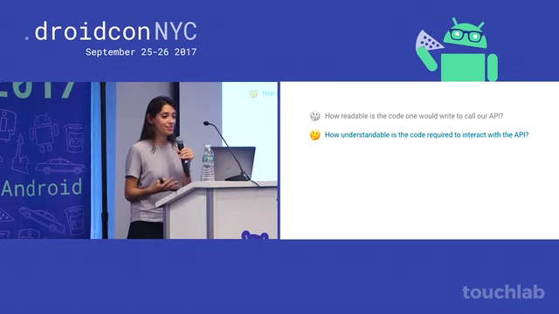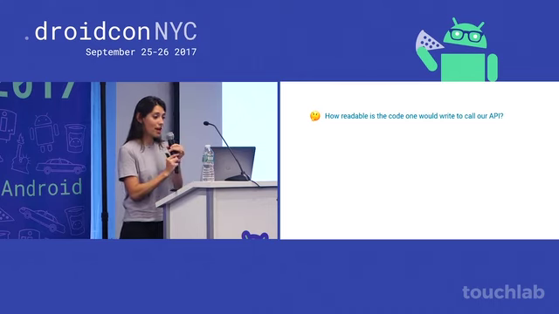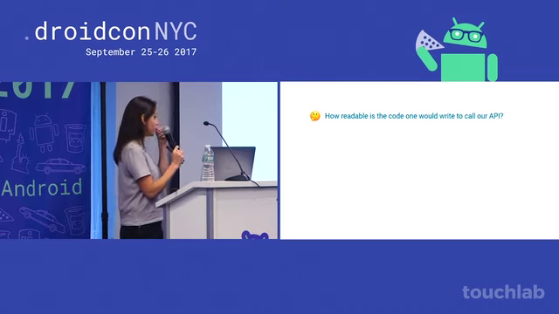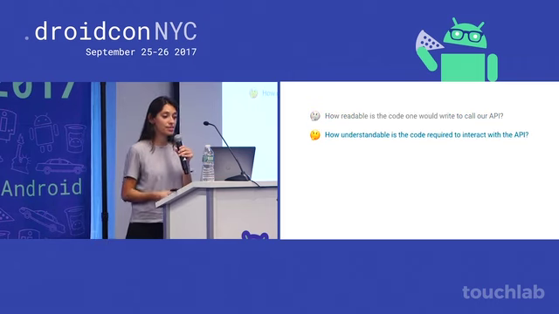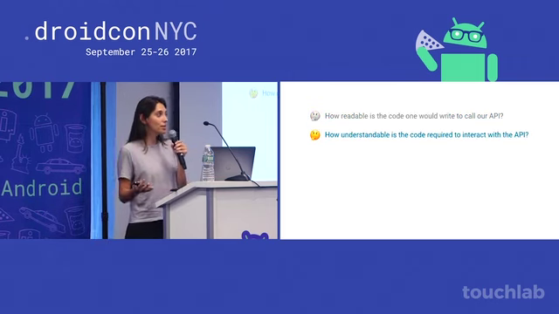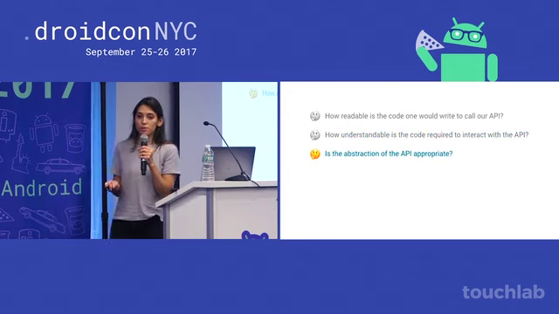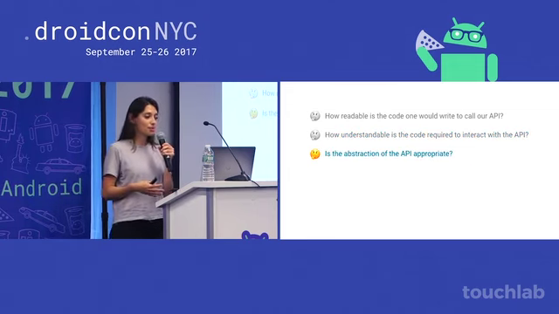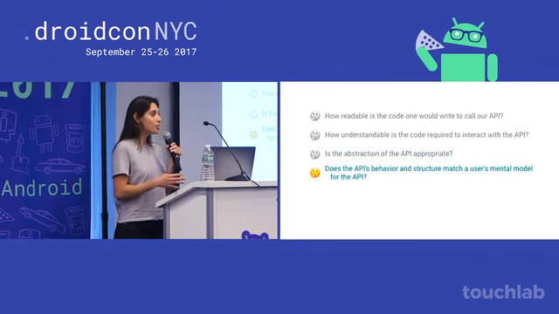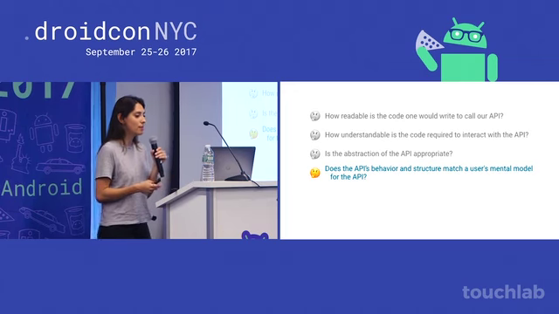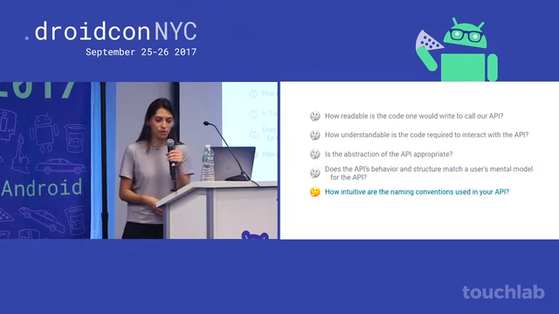So this method helps us answer several questions. How readable is the code that one would need to write to call our API? How understandable is the code required to interact with the API? Also, whether the abstraction of the API is appropriate, whether the API's behavior and structure match the user's mental model for the API, and how intuitive the naming conventions in your application are.